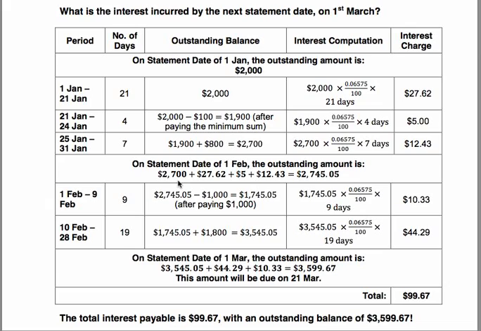Thus, on the 1st of February, the outstanding amount is $2,700 plus the interest charge, $27.62 plus $5 plus $12.43. So her overall outstanding amount for the statement on 1st of February works out to be $2,745.05.